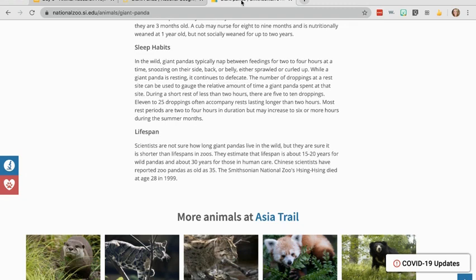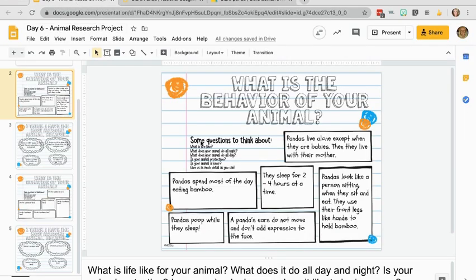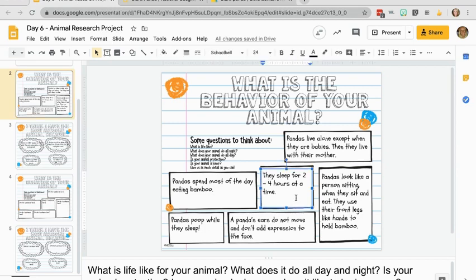So, I'm going to take a look at the Smithsonian website and I'm going to scroll down here to where it says sleep habits. I'm just going to read that to you. In the wild, giant pandas typically nap between feedings for 2 to 4 hours at a time, snoozing on their back or belly, either sprawled or curled. Hmm, that's really interesting that they only sleep 2 to 4 hours at a time. I think I might go back to my slides here, and I'm going to put that in as one of my interesting facts about their behavior.